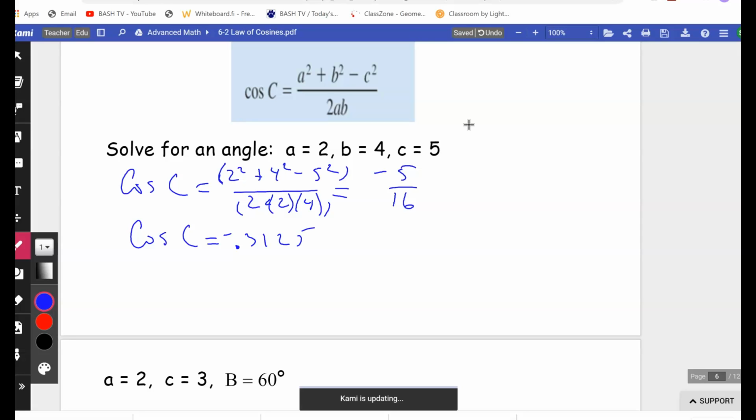-0.3125. So now we have to do the inverse, right? Inverse cosine of that answer. And so C should have been 108.21 degrees. Okay, we could have solved for the other ones. It didn't really matter. I just chose one of them to practice and solve.